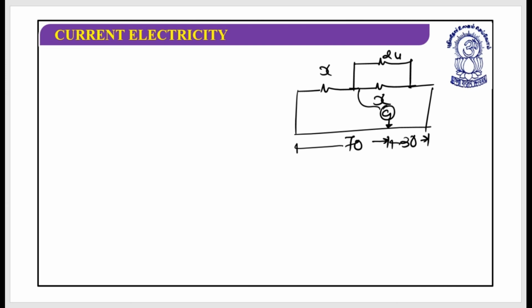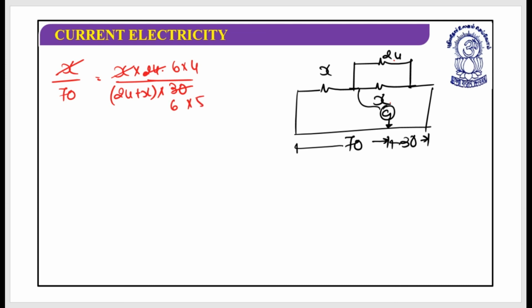Yes. So if I solve this, it's X divided by 70 is equal to, this is X, this is 24. These two are connected in parallel, so it can be written as X into 24 divided by 24 plus X, divided by 30 centimeter. I hope this is clear. So this X is gone. This is 24. 6 4s are 24, 6 5s are 30, and 5 14s are 70.